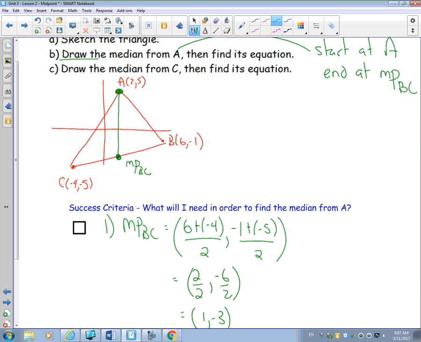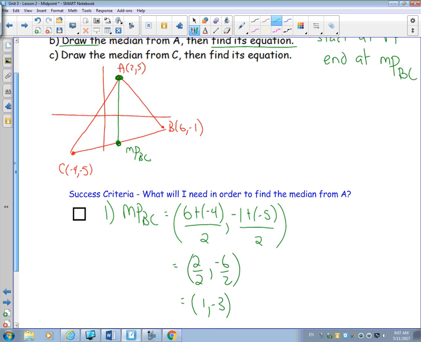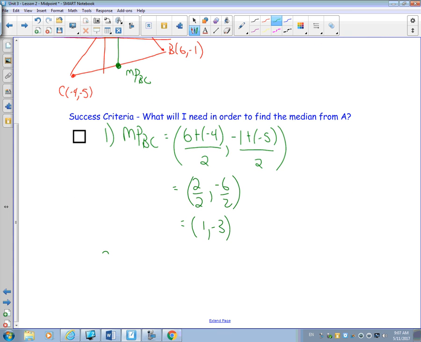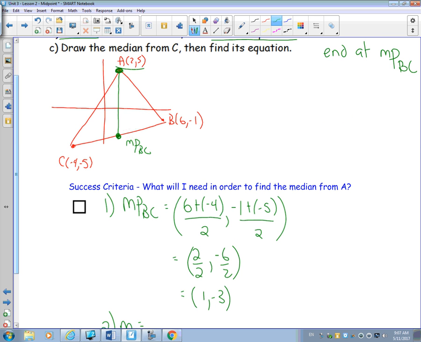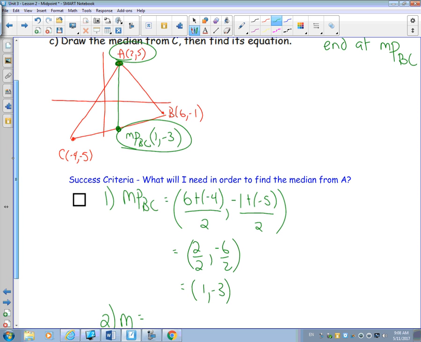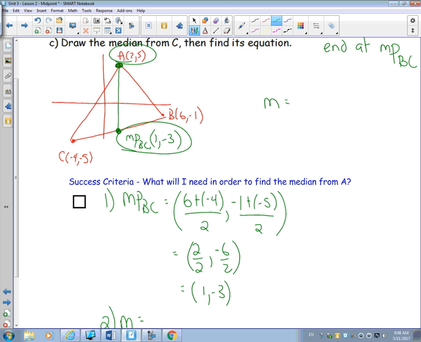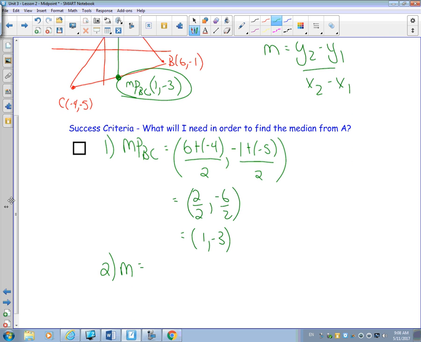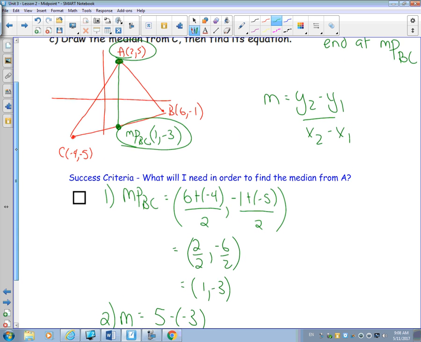So I've done the first part. I've drawn it. Now I have to find its equation. Well, we've talked about equations. Equations need slopes and intercepts. So step number 2 is let's find our slope. Our slope from where I started, which is 2, 5, to where I ended. We said that was 1, negative 3. If I have 2 points, I can use my slope equation. Don't forget our slope equation is y2 minus y1 over x2 minus x1. So let's do that. So we're going to do 5 minus negative 3, so I did the y's, over 2 minus 1.